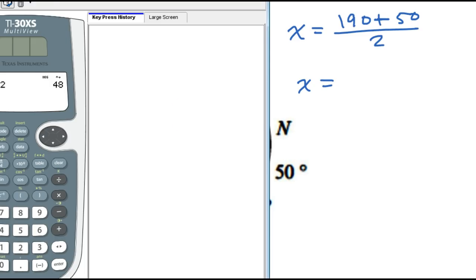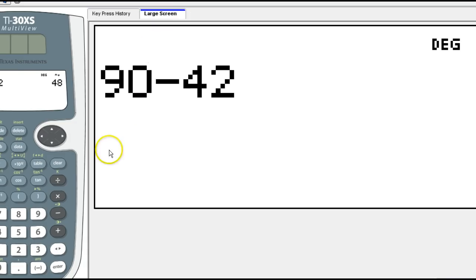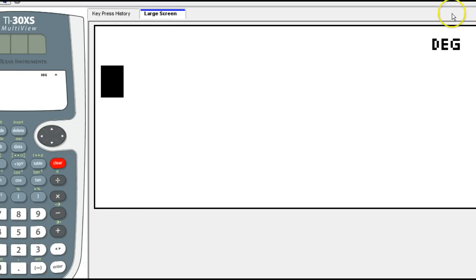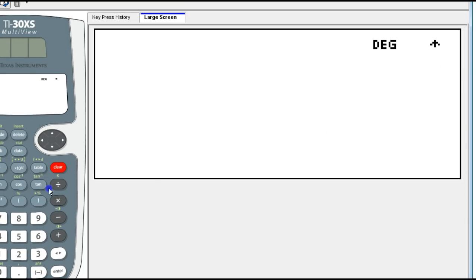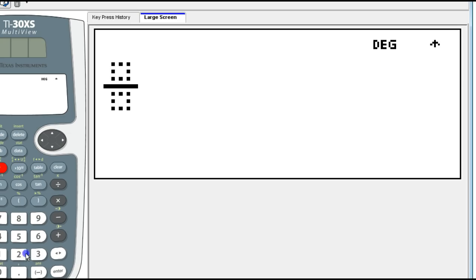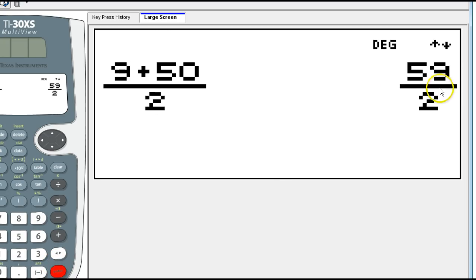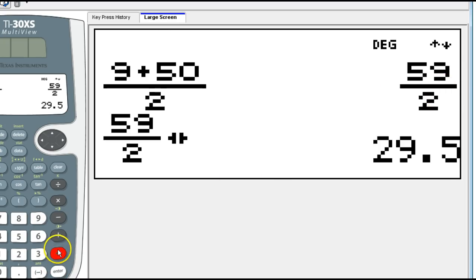So we just need to calculate that out. All right, so this is going to be, what were those two arcs again? Yeah, 190 and 50. So we have 190 plus 50 divided by 2. All right, so that's 59 halves, or 29.5.